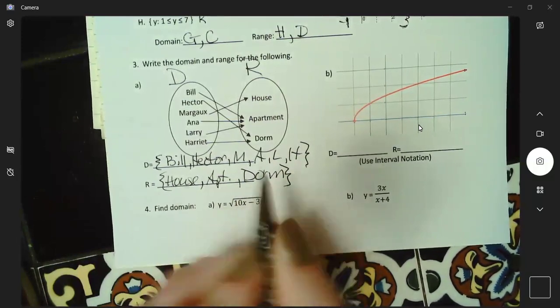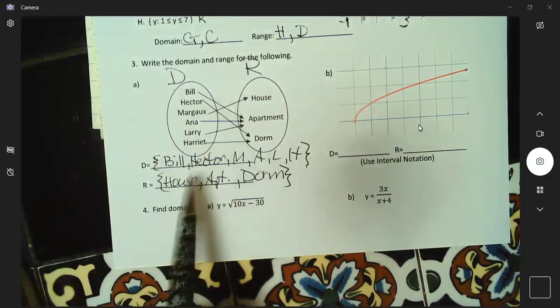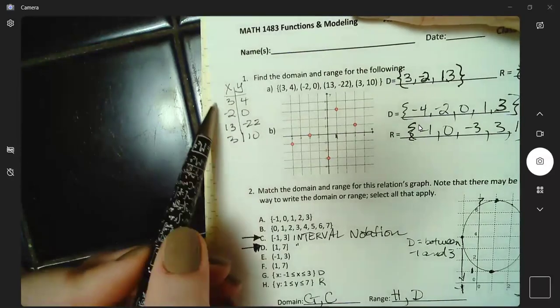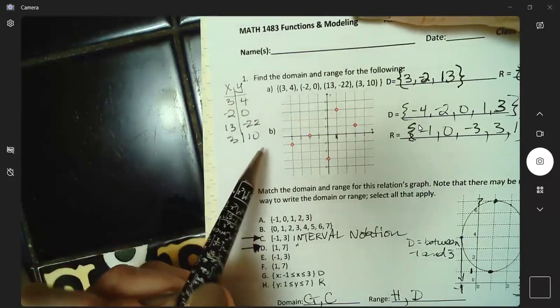Okay, so if you see an arrow diagram, that's a super easy one to identify domain and range because it's similar to your tables. Everything on this side is domain, everything over there is range. Same thing with the mapping diagram.